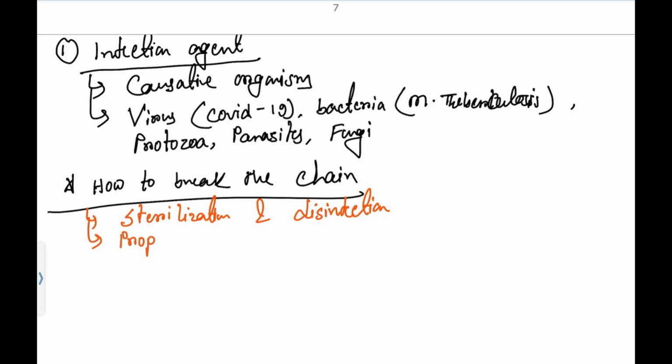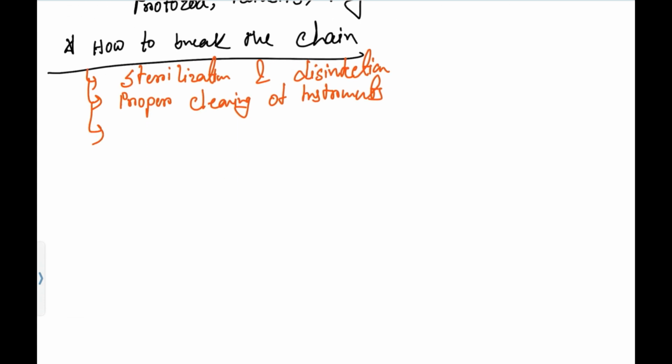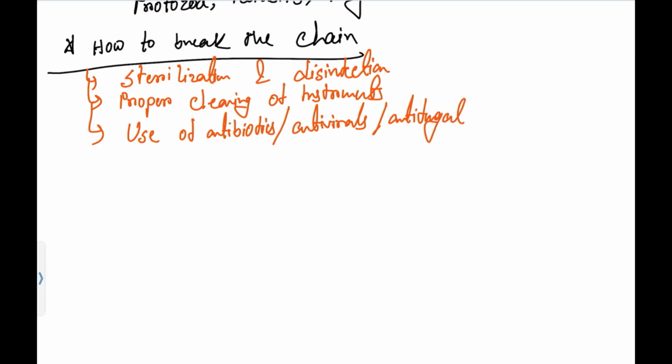Then the second thing is proper cleaning of instruments. Instruments means whatever we are using in OT, in hospital setup, in our home, whatever utensils during eating or sleeping, whatever it is, if we are cleaning properly, then there won't be any microorganisms which will cause the disease. Then the third is use of antibiotics, antiviral drugs or antifungals. Antifungals we will use to reduce fungal infections. Antivirals we will use to decrease viral infections. Antibiotics, as you already know, we use for any kind of bacterial infection.